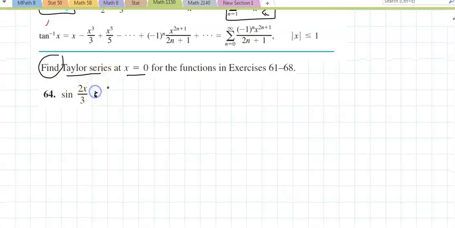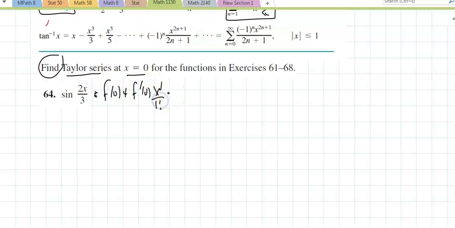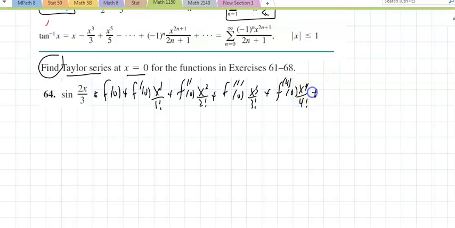If it says find, you're going to say that's f of 0 plus f prime of 0, x to the 1 over 1 factorial, plus f double prime of 0, x squared over 2 factorial, plus triple prime of 0, x cubed over 3 factorial. We know we need to list a bit of those because they're going to cancel out at 0, right? Sine and cosine. So maybe 6 or 7 of those. Otherwise, normally I need 3 or 4. And the list goes on. So I need to know where those are.